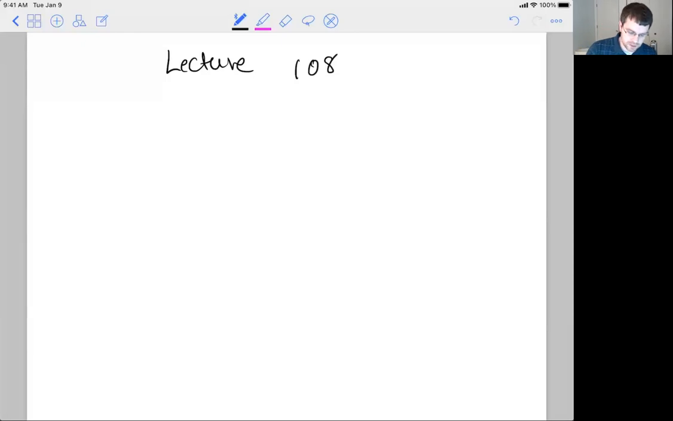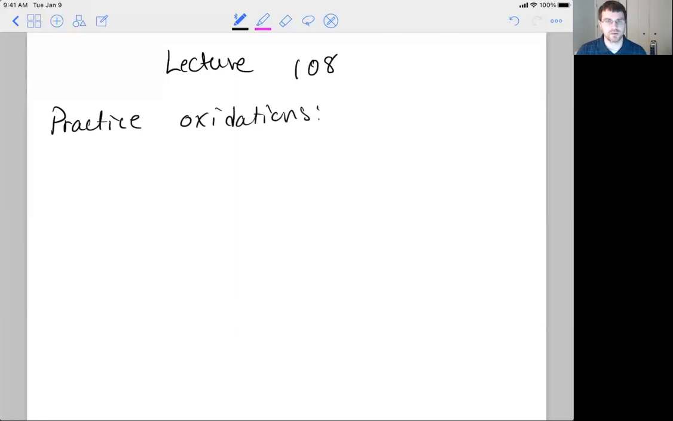What I first want to do is practice some oxidation reactions just so we can see how these things work. It's one of these things where once you get going, it's not too bad. You don't have to memorize too many things, just recognize when you have conditions.